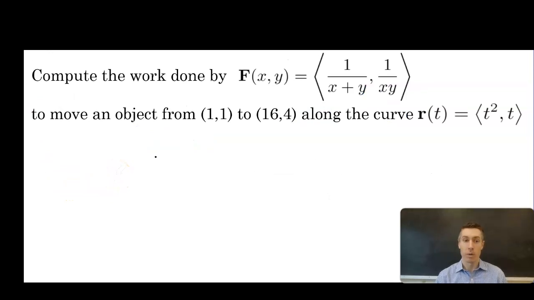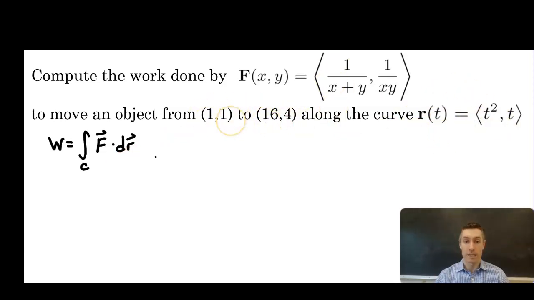Now the problem changes a little bit. Compute the work done by the vector field 1 over x plus y, 1 over xy, to move an object from 1, 1 to 16, 4 along the curve r of t being t squared, t. So they don't explicitly tell us the line integral we're evaluating, but when they're asking us for work, really this is asking us to evaluate that line integral along C of F dot dr. So the same steps that we've been taking, but we just have to know the form of the integral we are evaluating. So we already have our parameterization, which is nice.